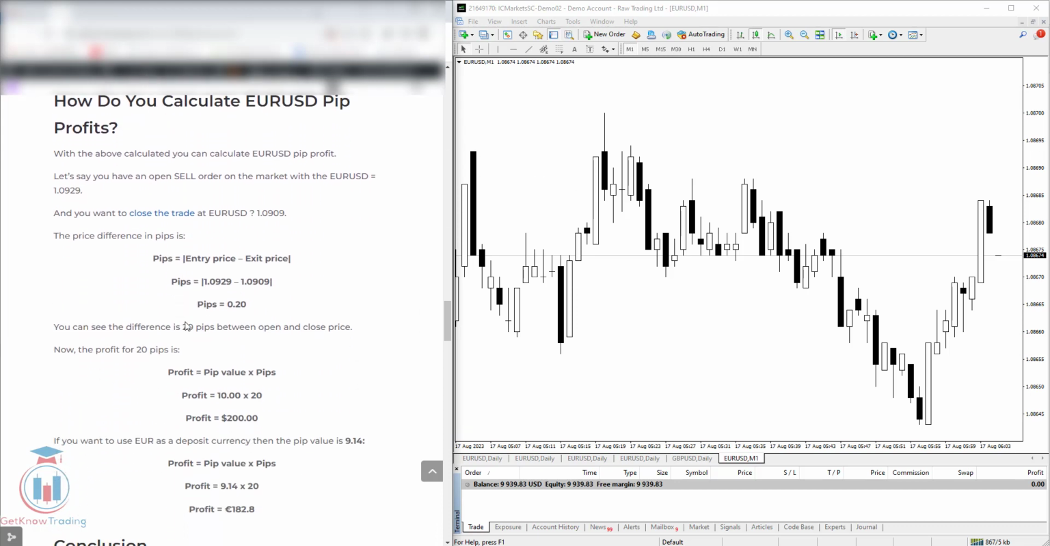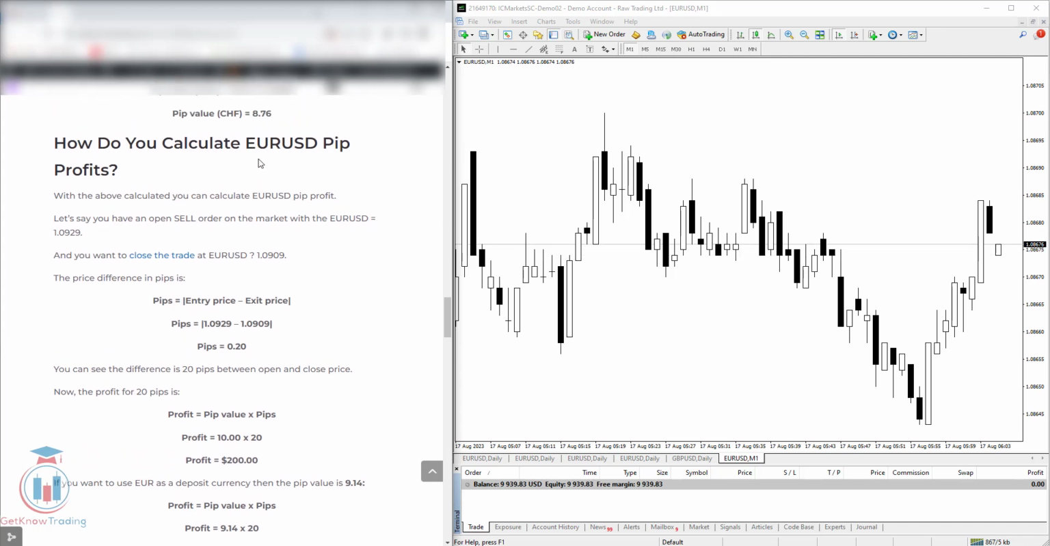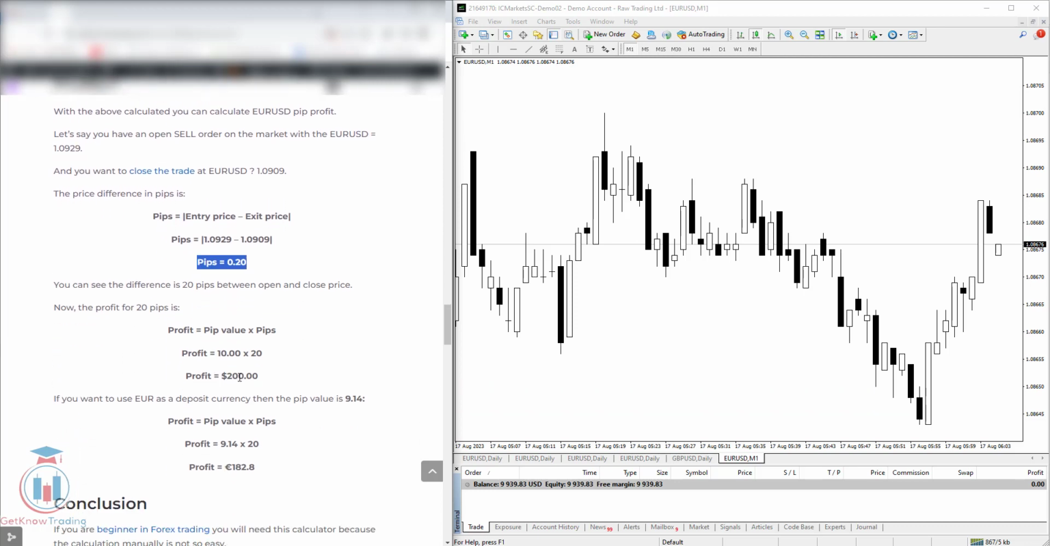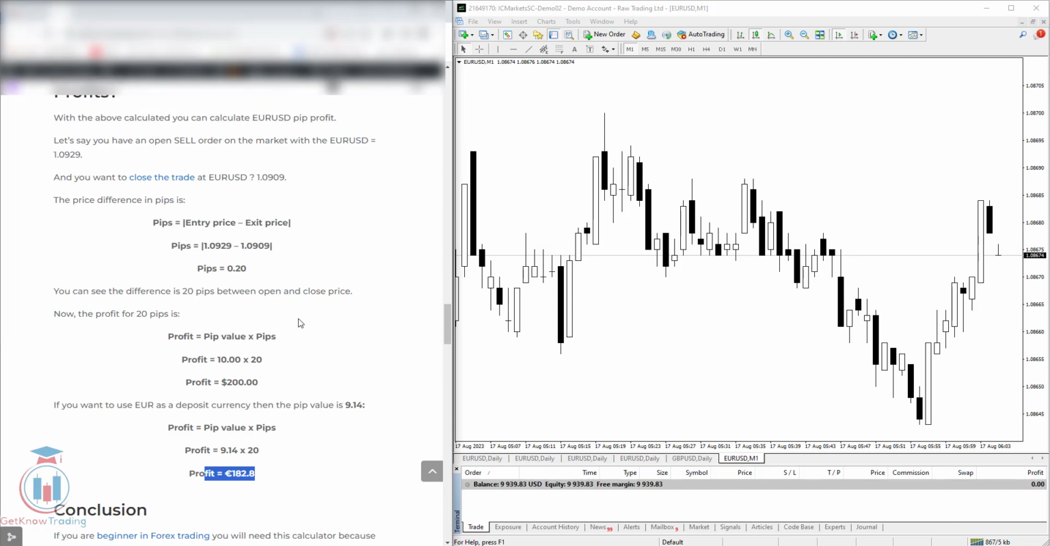Below that, you have also an example how to calculate the profits for the EURUSD, where you have a pip difference, for example, for 20 pips. Now, then you will see what is the profit in US dollars and also in euro.